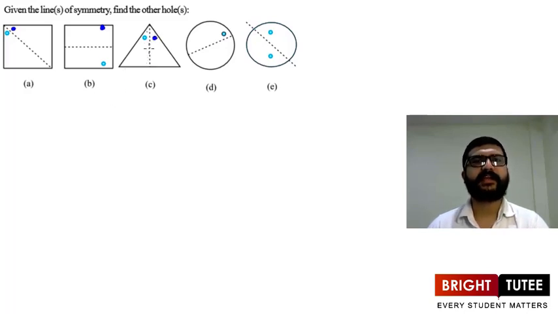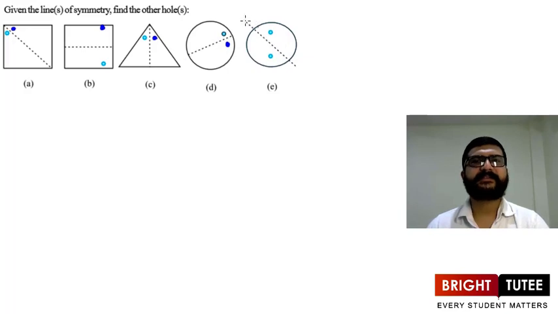Now if we fold this figure along this dotted line, both the holes should coincide with each other. Now for the next one, the D part of the question, again the line of symmetry is marked with a dotted line and there is one circle and a hole is marked in it. So another hole should be here, because if we fold this circle along this dotted line, both the holes should coincide with each other. Now let's see the last figure.